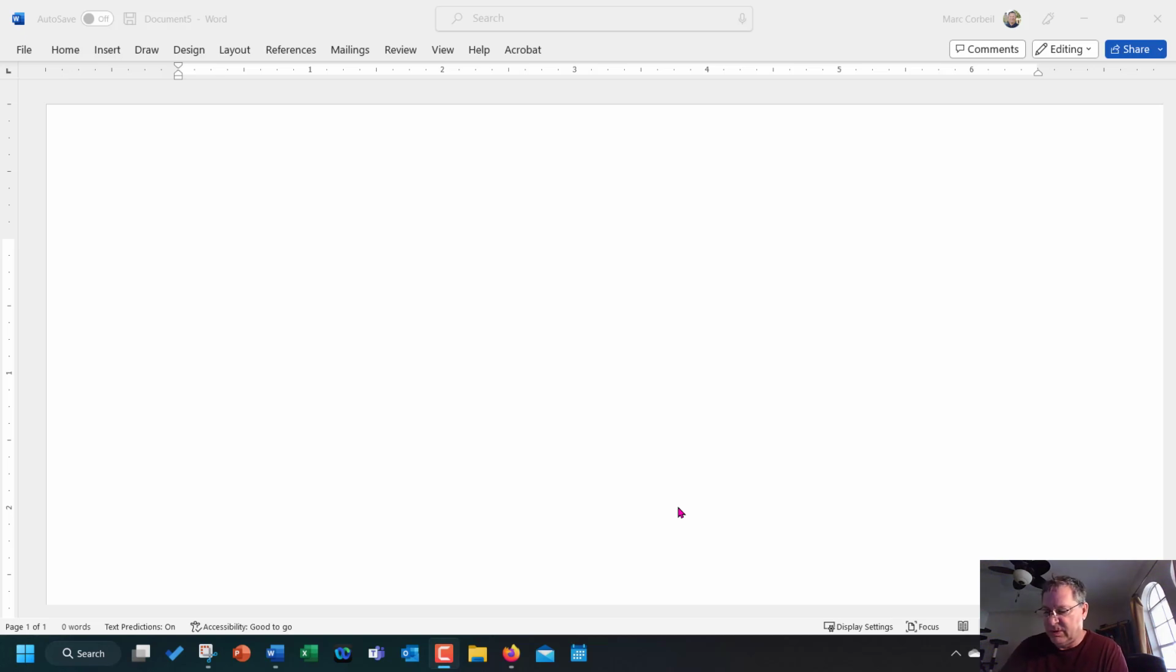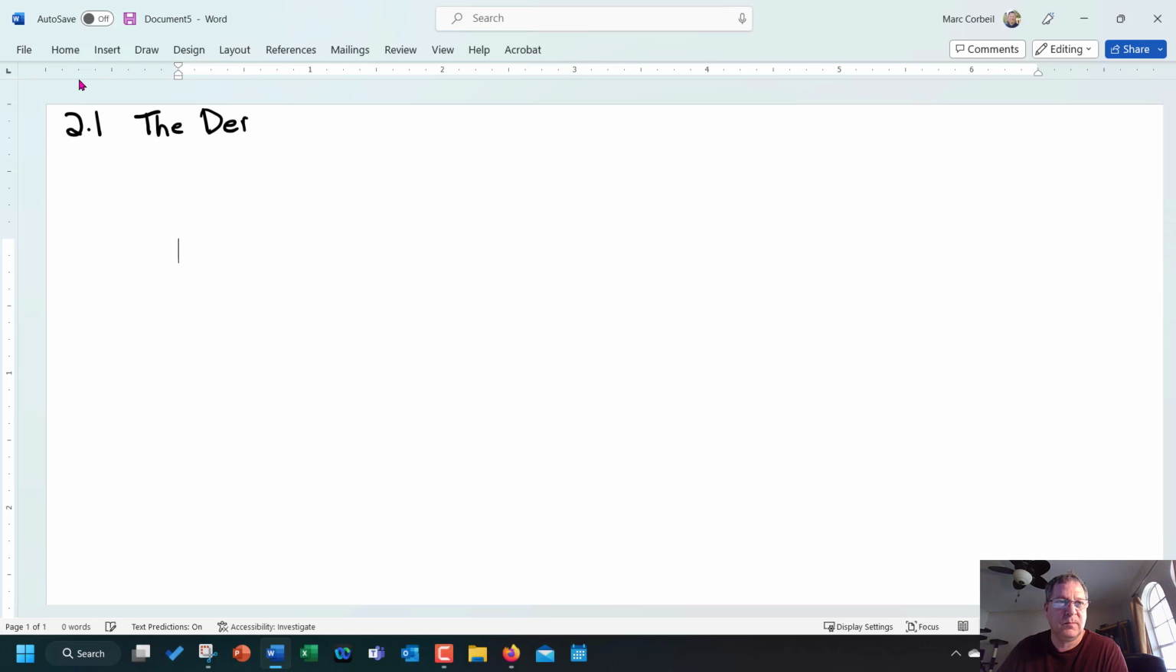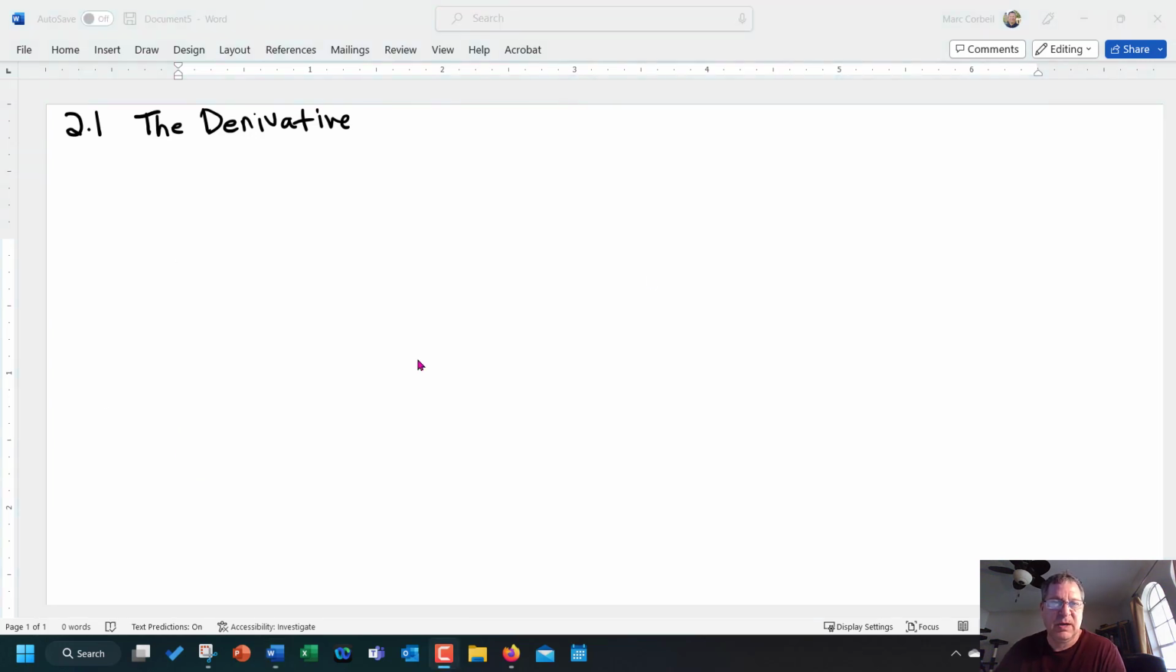Okay, so we're going to work on 2.1, which is the derivative. And that's just going to be an extension of the tangent line problem with a little bit of the limit put together. So let's take a look at this originally. Let's take a look at the tangent line problem.